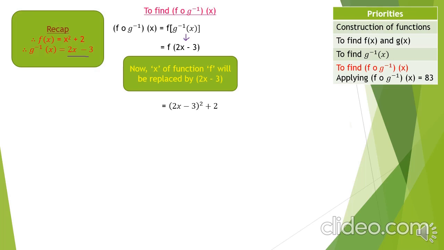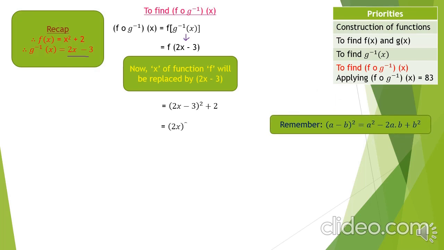Now we have to apply this formula. You have to remember this formula: a minus b whole square equals a square minus 2ab plus b square. A very important formula, a perfect square trinomial, we can say. Now this is a and this is b. I think it is not necessary to say these things, but still I would like to explain everything. a square minus 2ab plus b square plus 2. Now 4x square minus 12x plus 9 plus 2, that is 4x square minus 12x plus 11.